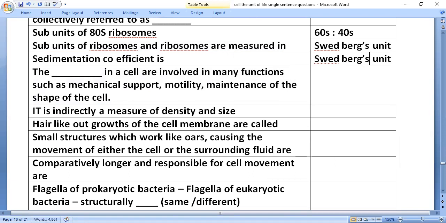Sedimentation coefficient is called Svedberg's unit. The cytoskeleton in a cell is involved in many functions such as mechanical support, motility, maintenance of the shape of the cell. It is indirectly a measure of density and size: sedimentation coefficient.